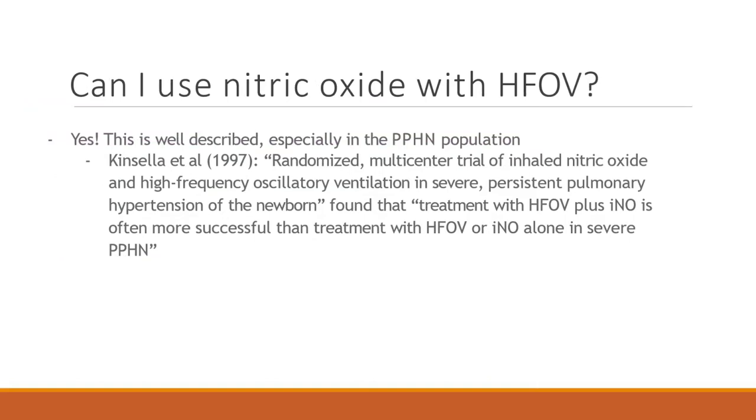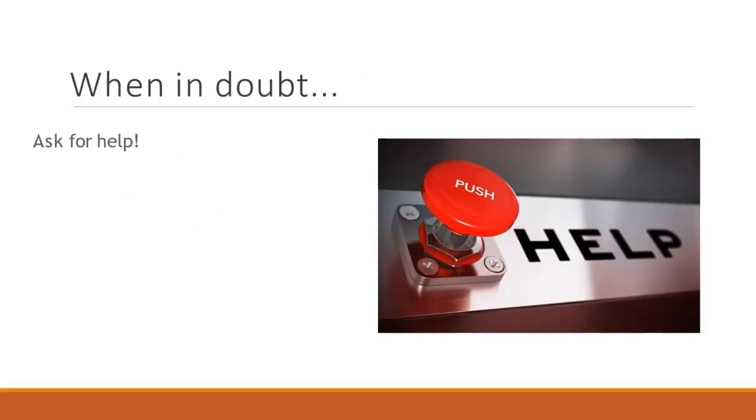Nitric. Nitric is very, very often used with the oscillator. It's usually our PPHN kids that are a little bit bigger, that have stiffer lungs, they need that high pressure or the constant pressure, along with the nitric oxide to compensate for that pulmonary hypertension and to decrease the pulmonary vascular resistance. Okay, that's what nitric oxide does.